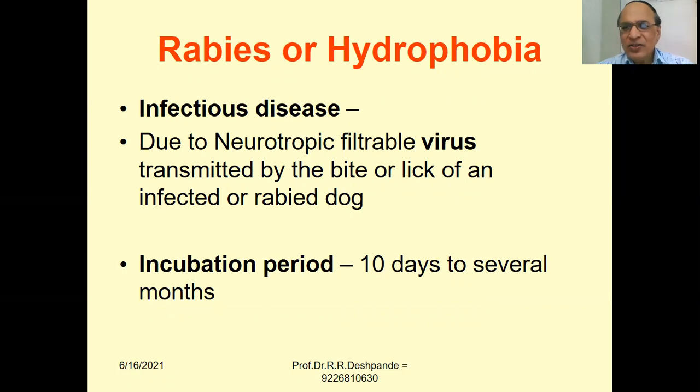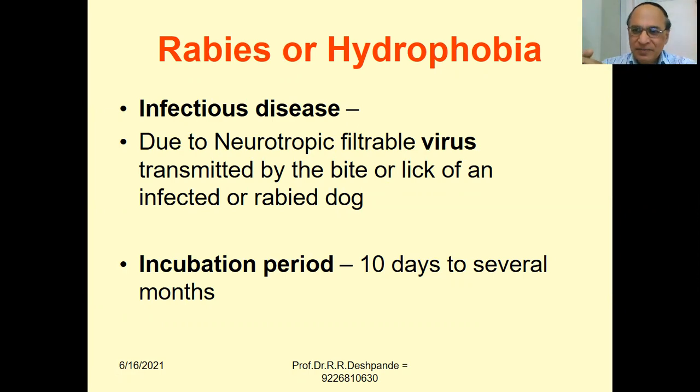Let us see the definition of rabies. Rabies is an infectious disease caused by a neurotropic filtrable virus. Neuro means brain, and neurotropic means it has an attraction to neurons. This is a viral infection affecting the neurons, brain and nervous tissue, transmitted by the bite or even licking of an infected or rabid dog.